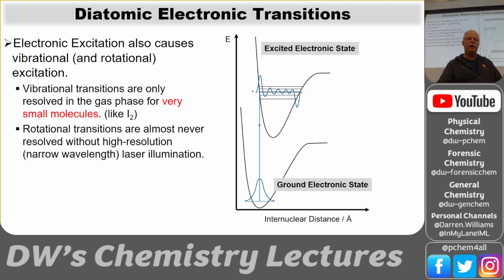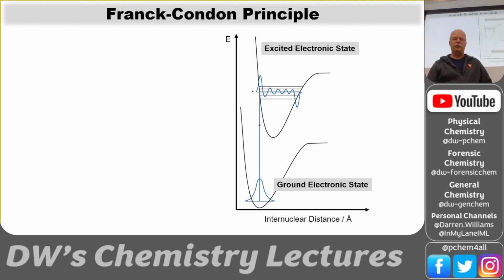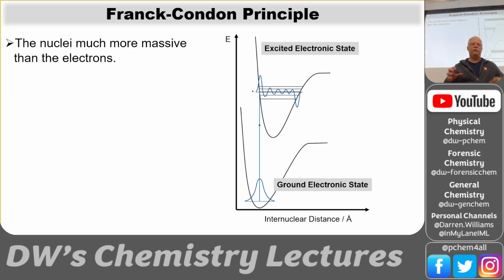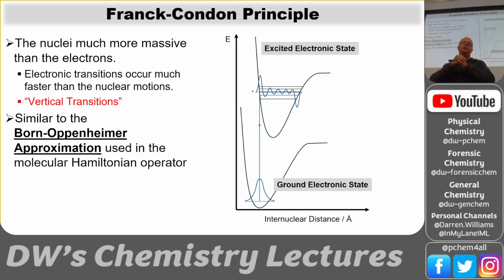So we're going from the ground state up to this excited electronic state, and then we're also going from the ground vibrational wave functions to the excited vibrational wave functions. We talked about this when we were talking about the atoms and the electrons, the nuclei. This was very similar to the Born-Oppenheimer approximation. So we said that the electrons can move really quickly, way faster than the atoms. And so we have vertical transitions in these electronic transitions. This vertical transition means that this line right here is vertical on this internuclear distance.